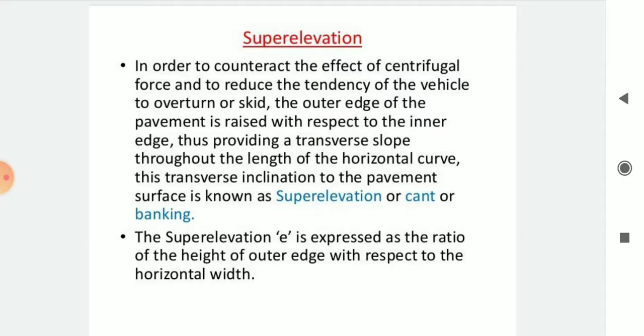We have already discussed that. On curved roads, the outer edge of the pavement is raised with respect to the inner edge, thus providing a transverse slope throughout the length of the horizontal curve.